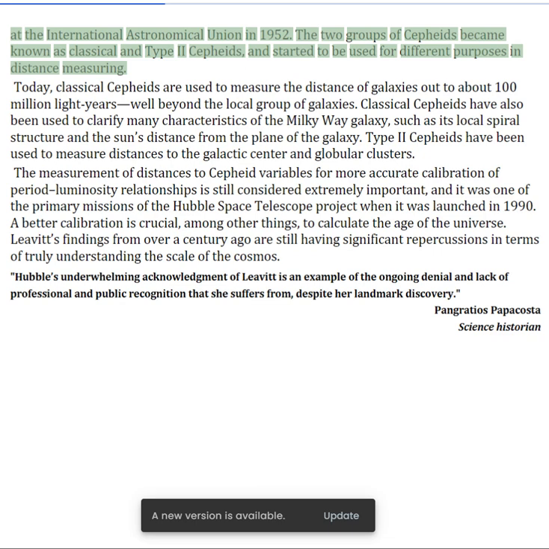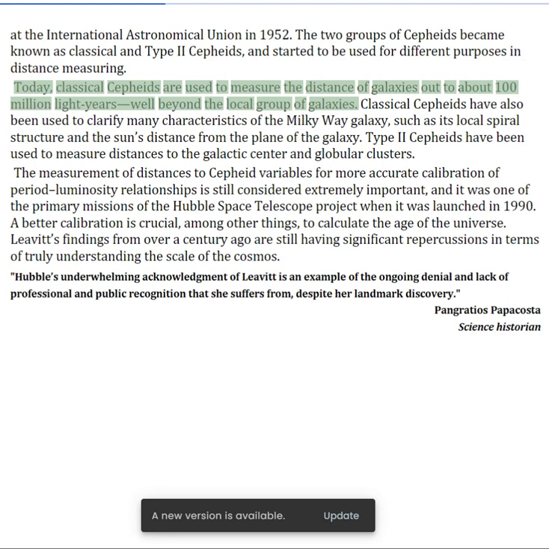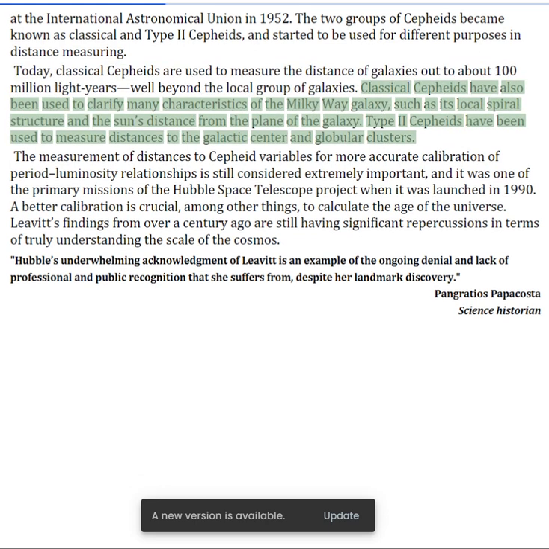The two groups of Cepheids became known as classical and type II Cepheids, and started to be used for different purposes in distance measuring. Today, classical Cepheids are used to measure the distance of galaxies out to about 100 million light-years, well beyond the local group of galaxies. Classical Cepheids have also been used to clarify many characteristics of the Milky Way galaxy, such as its local spiral structure and the Sun's distance from the plane of the galaxy. Type II Cepheids have been used to measure distances to the galactic center and globular clusters.